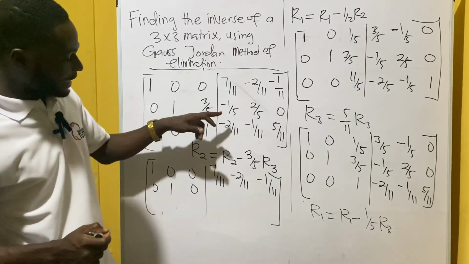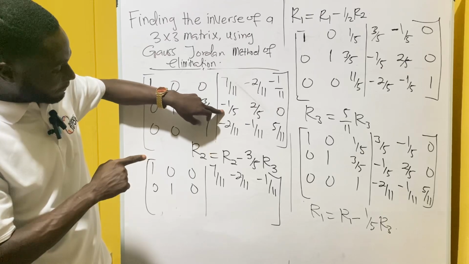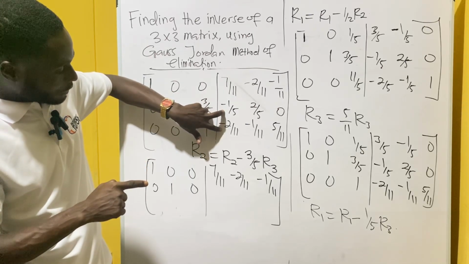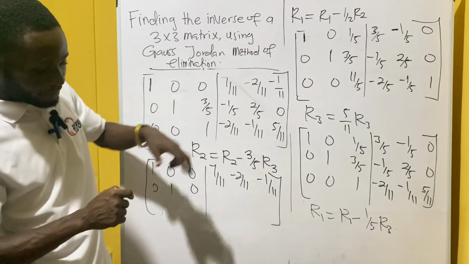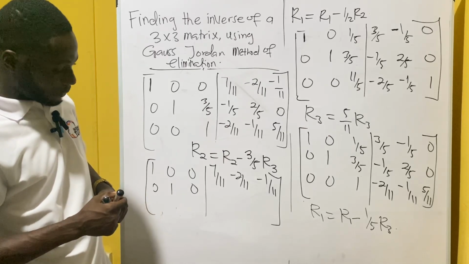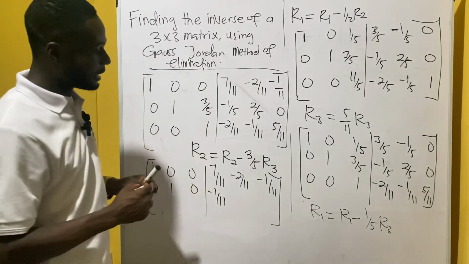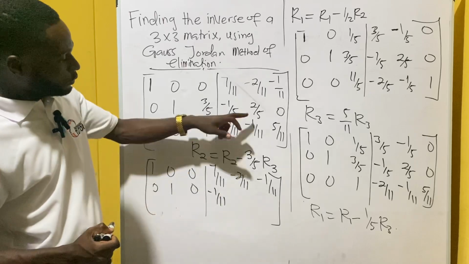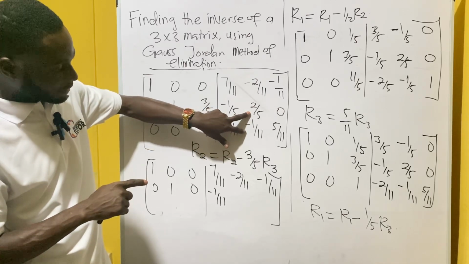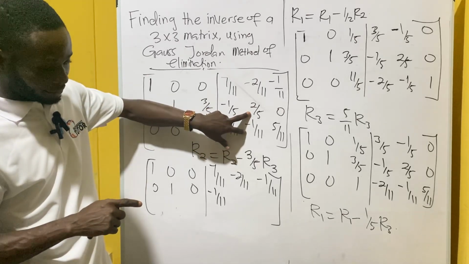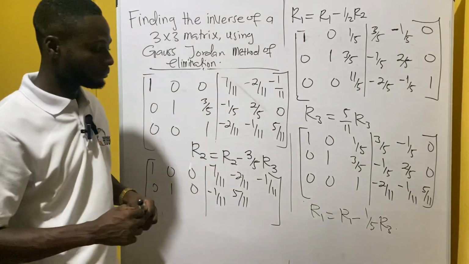Very, very simple. Now we move to minus 1 over 5 minus 3 on 5 times negative 2 on 11, right? And that is going to give us minus 1 over 11. And then when you move up here, 2 on 5 minus 3 on 5 times what? Negative 1 on 11, right? And that is going to give us 5 on 11, right?